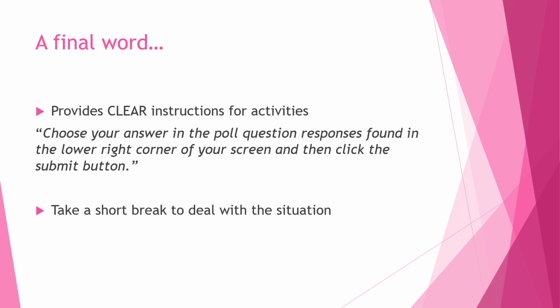When you provide instructions for virtual training class activities, make sure that they are extra clear and that participants know exactly how they should respond. For instance, if you're asking a question, then make sure that you specify how you want that answer. So, for instance, choose your answer in the poll question, and then you will find them in the lower right corner of your screen, and you will have to click on the Submit button for me to see it. And finally, take a short break to deal with the situation. It's all right. Give them a break while you are dealing with this technical issue.